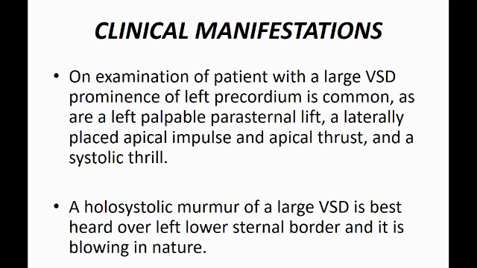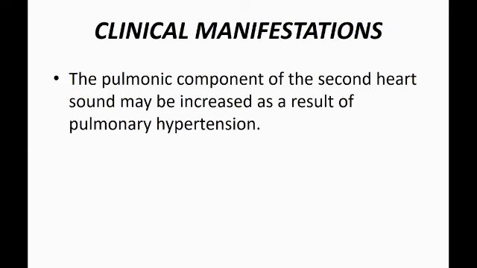On examination of a patient with a large VSD, we may get cardiomegaly, prominence of the left precordium, and a palpable left parasternal lift. The apex beat may be displaced, an apical thrust may be palpable, and a systolic thrill can be palpable. A systolic thrill is basically a palpable murmur. A harsh pansystolic murmur of a large VSD is best audible over the left lower sternal border, and it is blowing in nature. And when the patient develops pulmonary hypertension, the second heart sound may be loud.